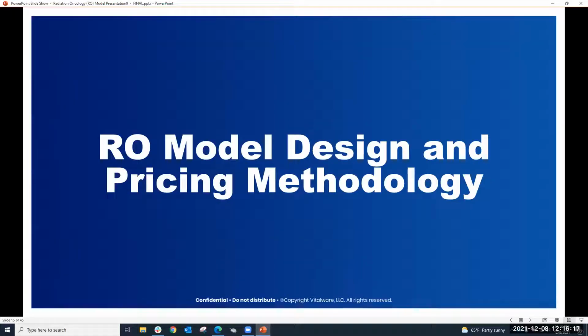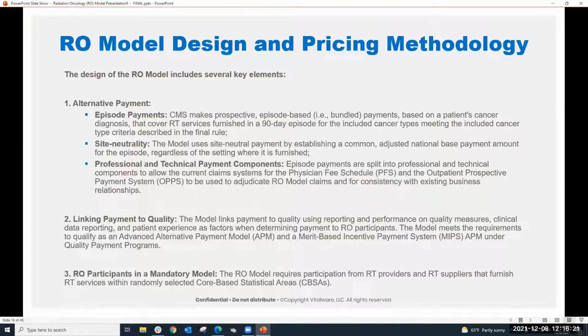So let's go over the model design and the pricing methodology. The basic design of the RO model includes several key elements. It is an alternative payment model, and payments are made by episode. So it's bundled payments, and you have your first payment being made at the start of an episode, 50% of your payment at the start of the episode, and then you have your second payment at the end of your episode. So your second 50% at the end of the episode.